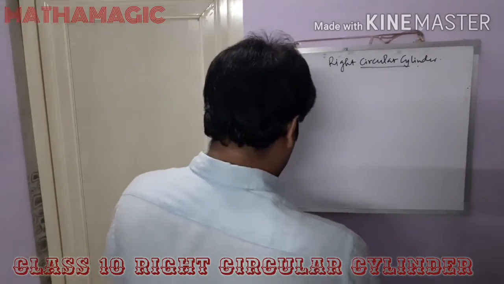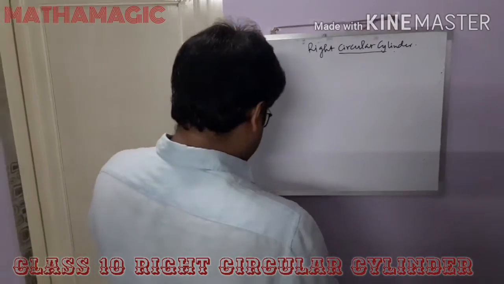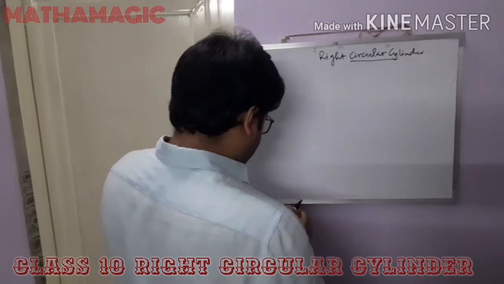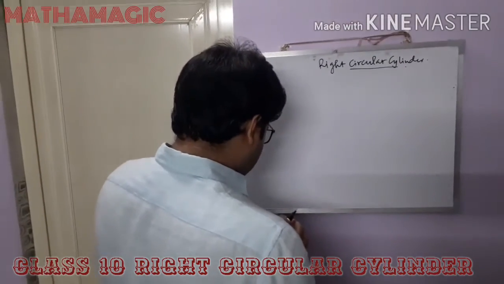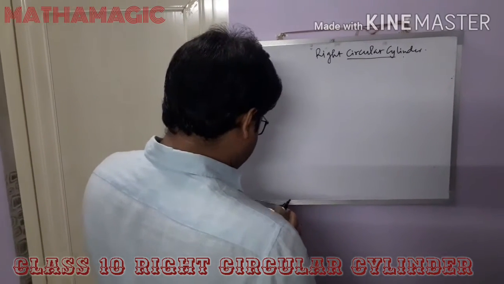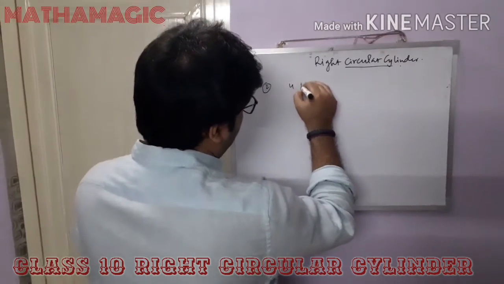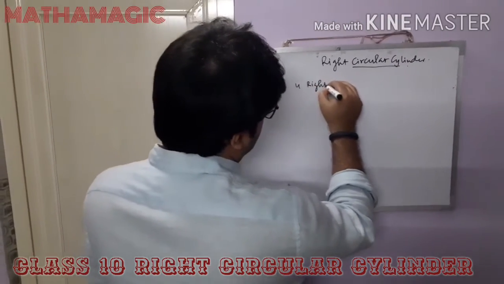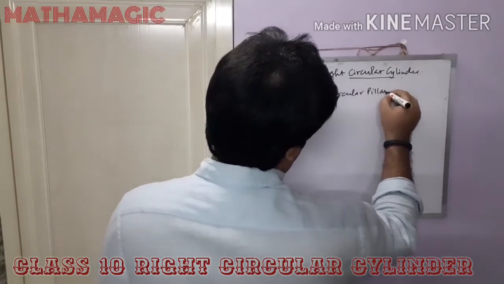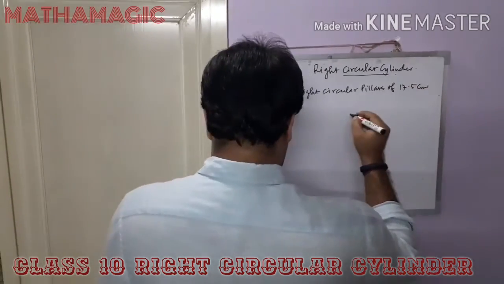So the next problem, it is stated that there are 4 right circular pillars of 17.5 centimeter diameter.